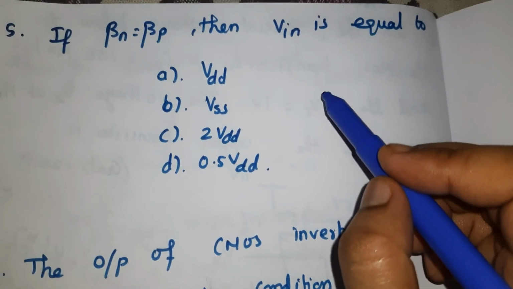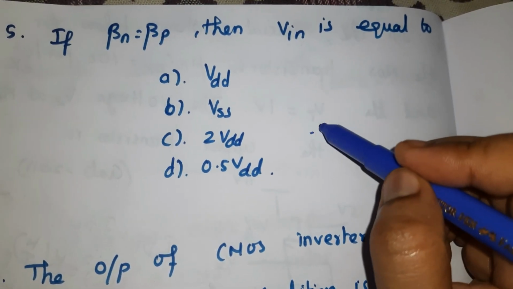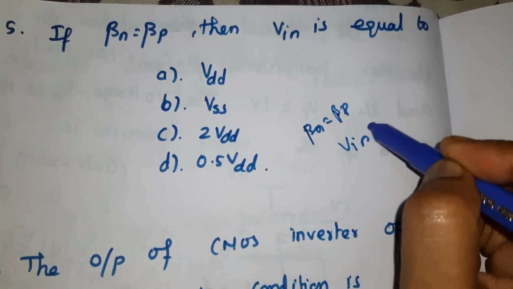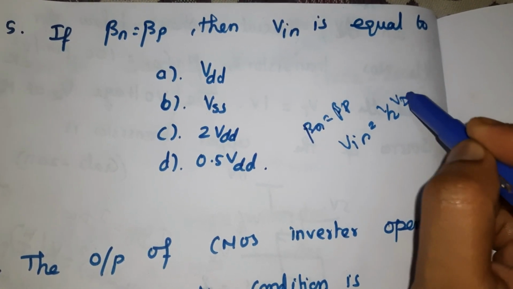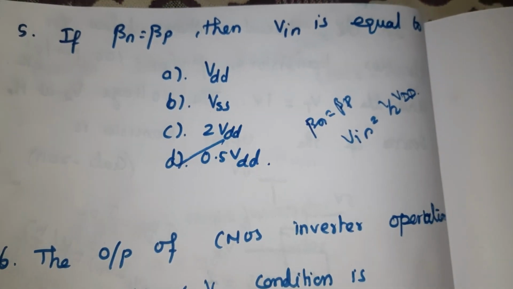Next question, if beta n is equal to beta p, then Vin is equal to... We know when beta n is equal to beta p, this Vin is equal to half of VDD. So here the answer is 0.5 VDD, answer is D.